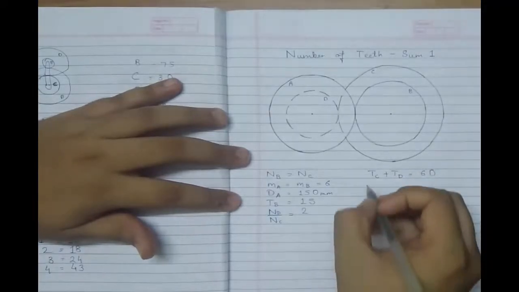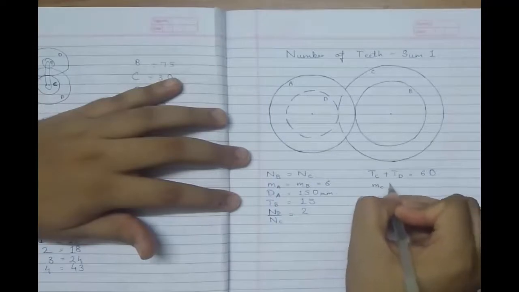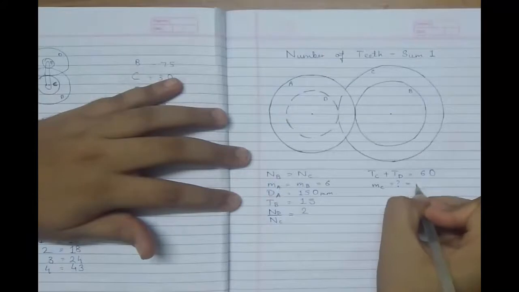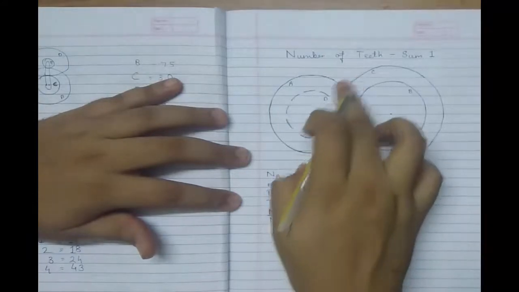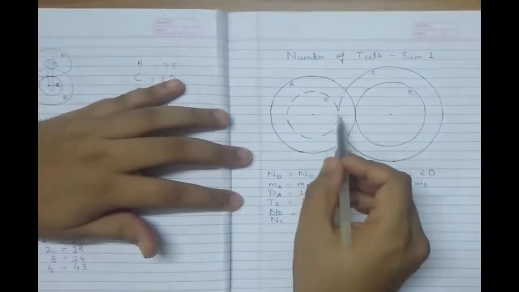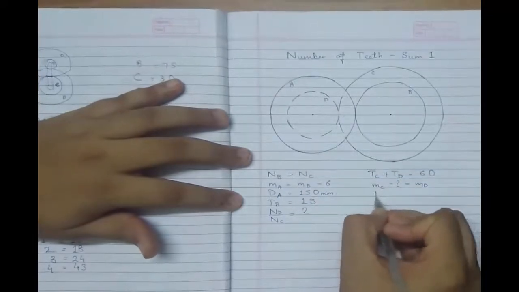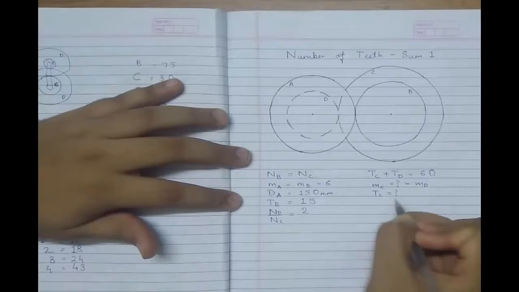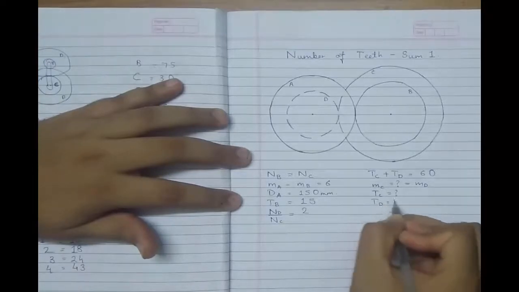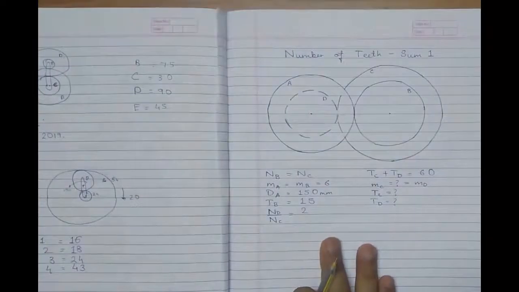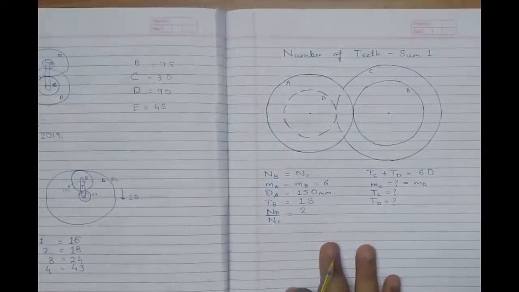And what they are asking us to find is the module of C, which will be the same as module of D because they are meshing together. Remember, whenever two gears are meshing, they will have the same module. And they are asking us to find what are the number of teeth on C and what are the number of teeth on D.